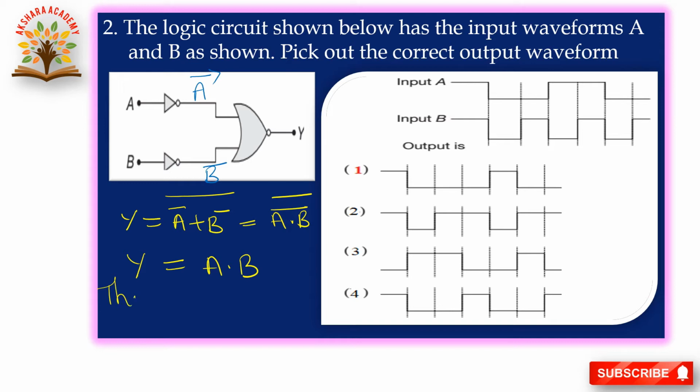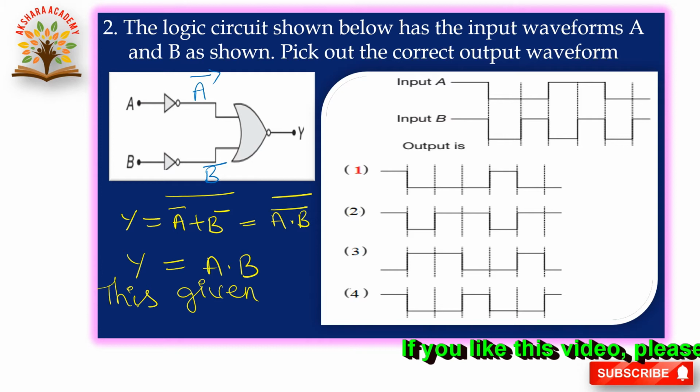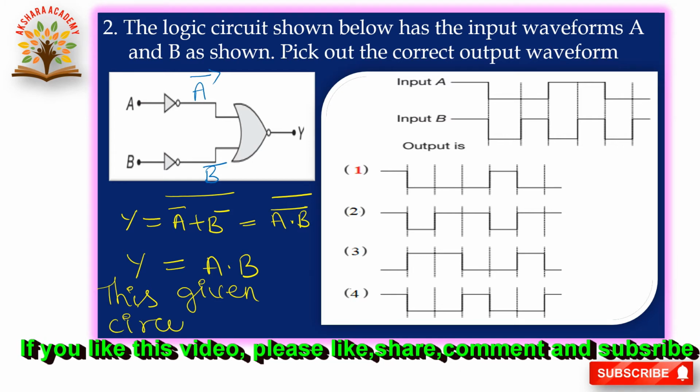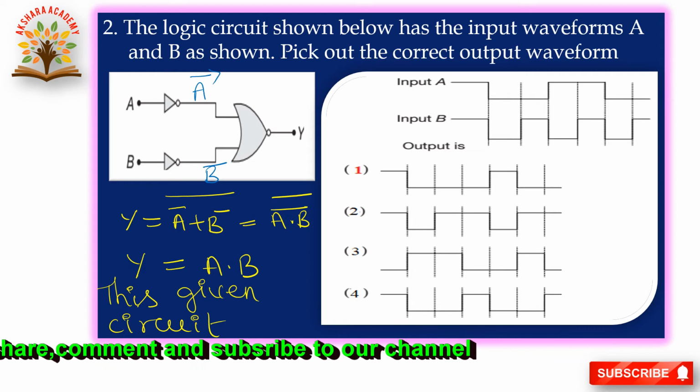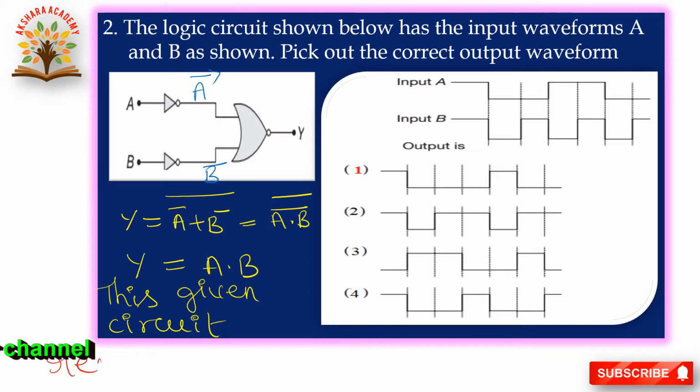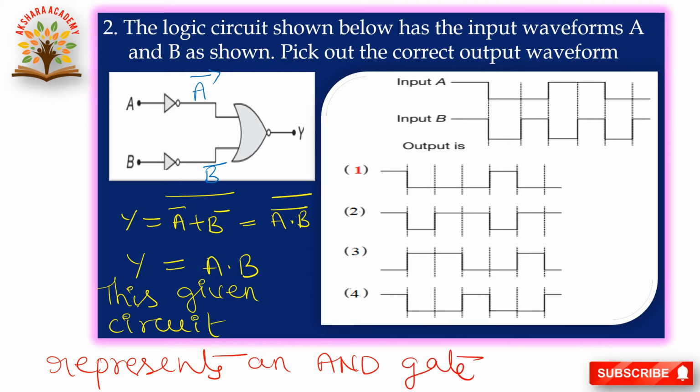So this given circuit represents an AND gate. So this circuit represents a complete AND gate. Okay. Now which option is the correct waveform, we will discuss now.